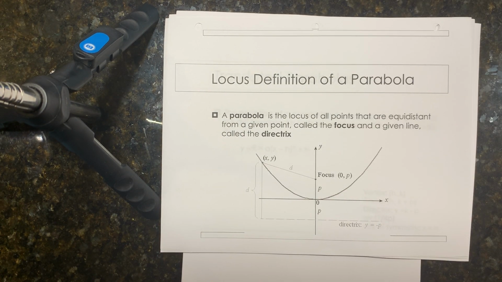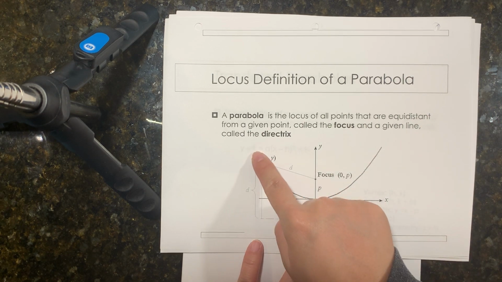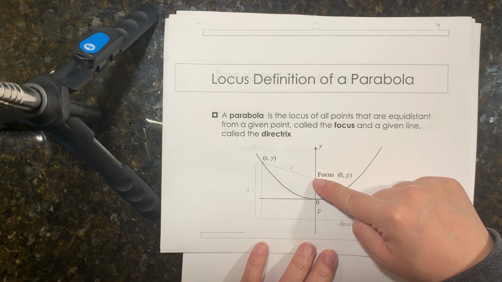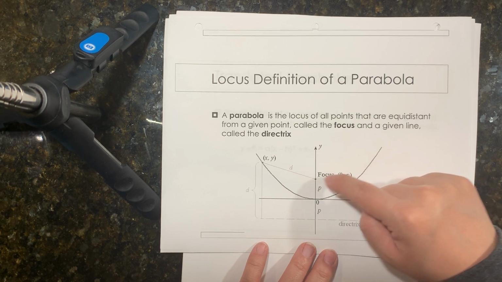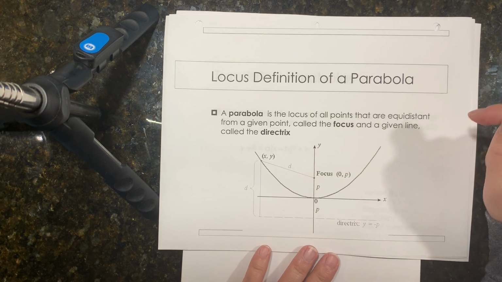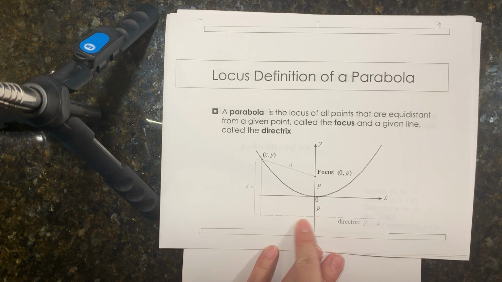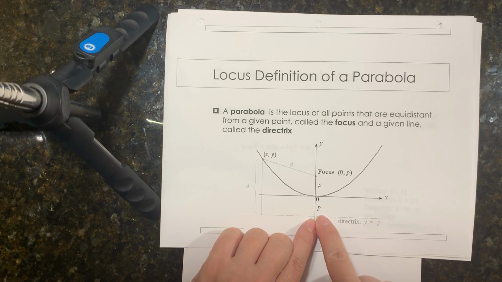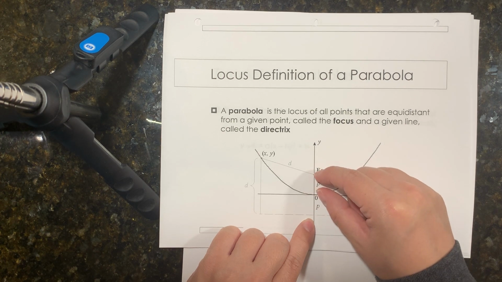We're going to be adding some new things in too. So for this lesson, the locus definition of a parabola is the locus of all points that are equidistant from a given point called the focus. So if this is my parabola, what that's saying is that every point on the parabola is an equal distance from the focus as it is from the directrix. And the directrix is a given line right here. So this distance is the same as this distance.